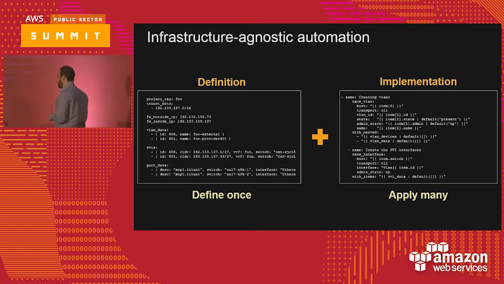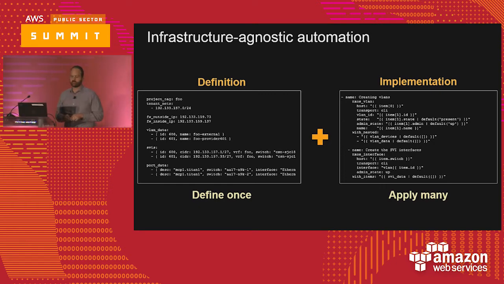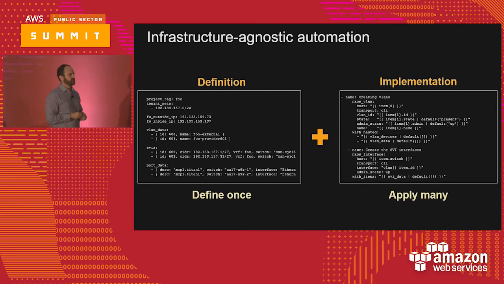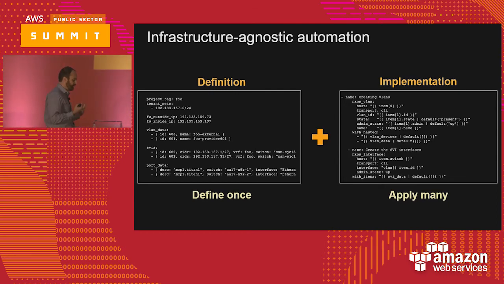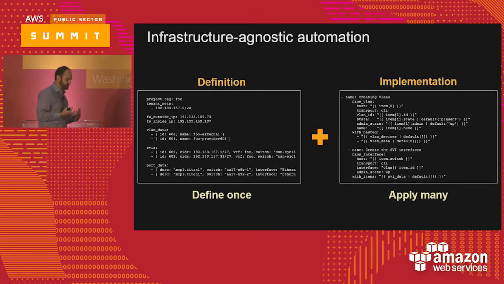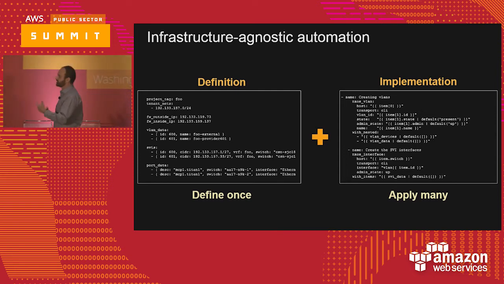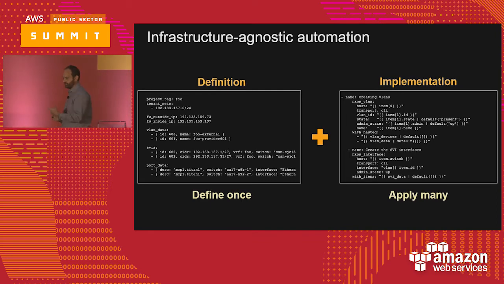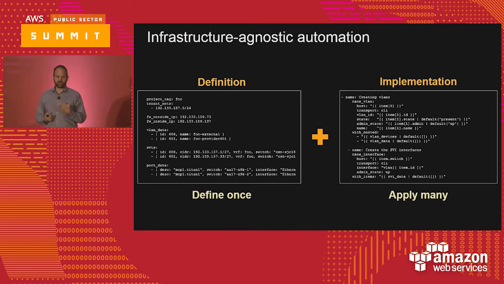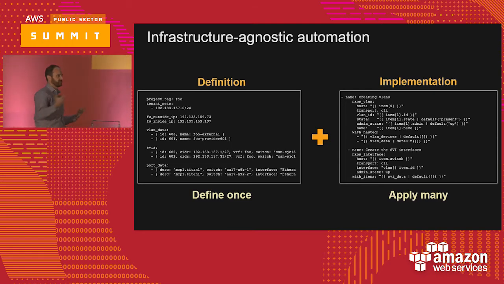When you go and define this infrastructure as code, you want to do so in a way in which you keep your data structures infrastructure agnostic, right? The idea of separating the definition from the implementation, so you only define your network once. And then that way, you can take that and you can apply it across several different infrastructures.